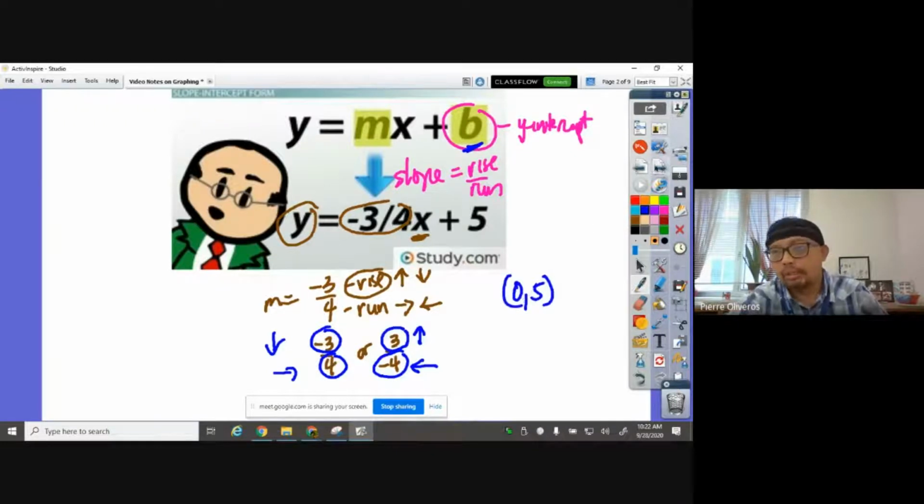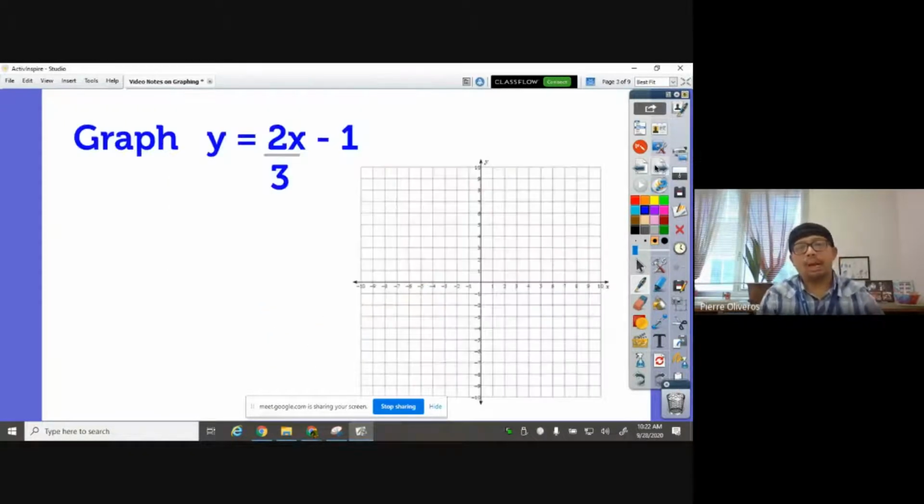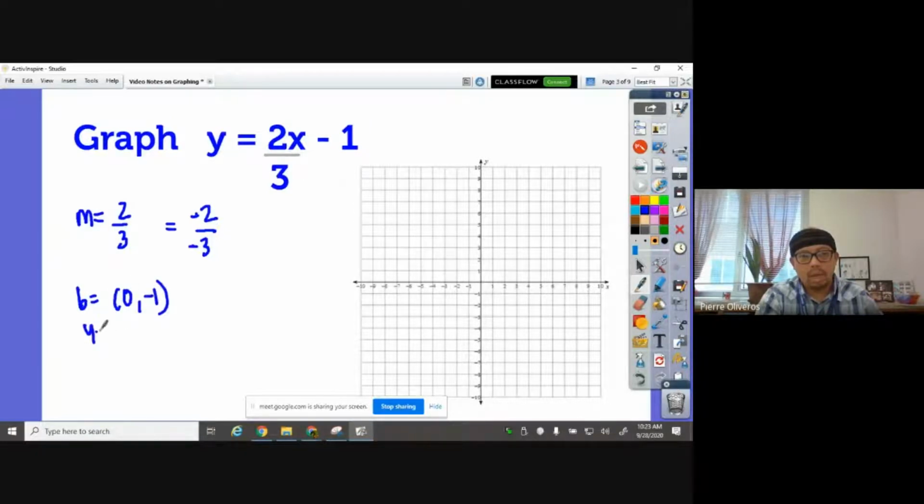Okay, let's go ahead now. First example: graph y equals 2/3 x minus 1. Let's first begin with what the slope is here. The slope here is 2 over 3, which is positive. If that's a positive number, it's the same thing as negative 2 over negative 3, because negative divided by negative is positive. So they're the same thing. Second, the b here is negative 1, so (0, negative 1). That's your y-intercept.